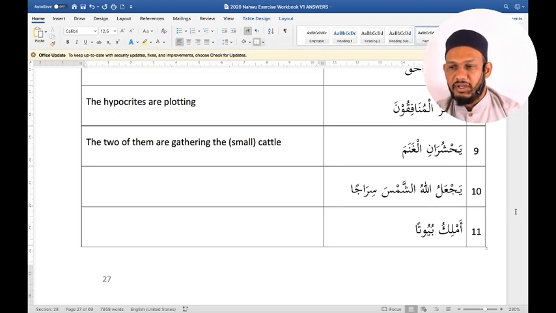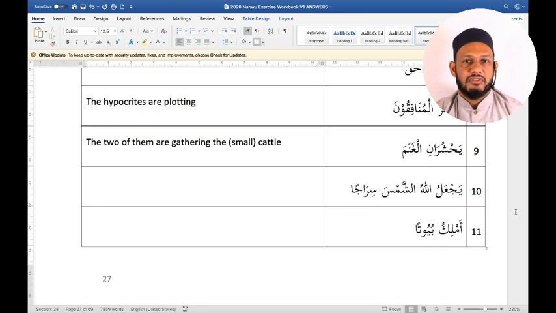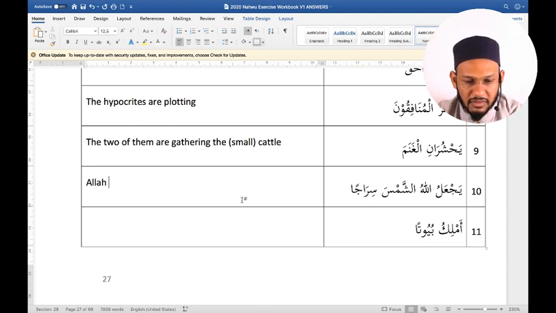Yaj'alu. The word ja'ala is an interesting word because it means to make. But generally it means to make something into something. In other words, the word ja'ala normally has two maf'uls. So yaj'alu is making or makes. I look for the fa'il, not on the end. I look to the left, the word Allah. So Allah makes.